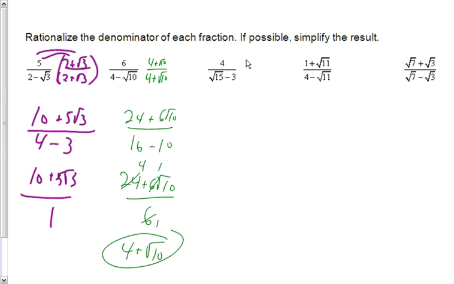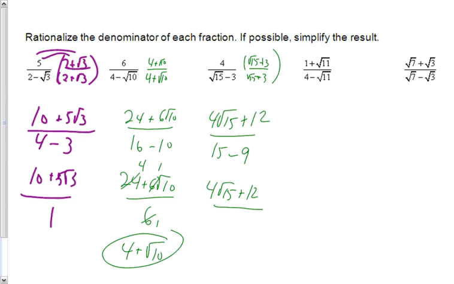This one right here doesn't matter. Radical 15 plus 3. Do it on the bottom and top. Top becomes 4 radical 15 plus 4 times 3, which is 12. The bottom, radical 15 times radical 15 is 15. Minus 3 radical 15 plus 3 radical 15, those go away. Minus 9. 4 radical 15 plus 12 all over 6.